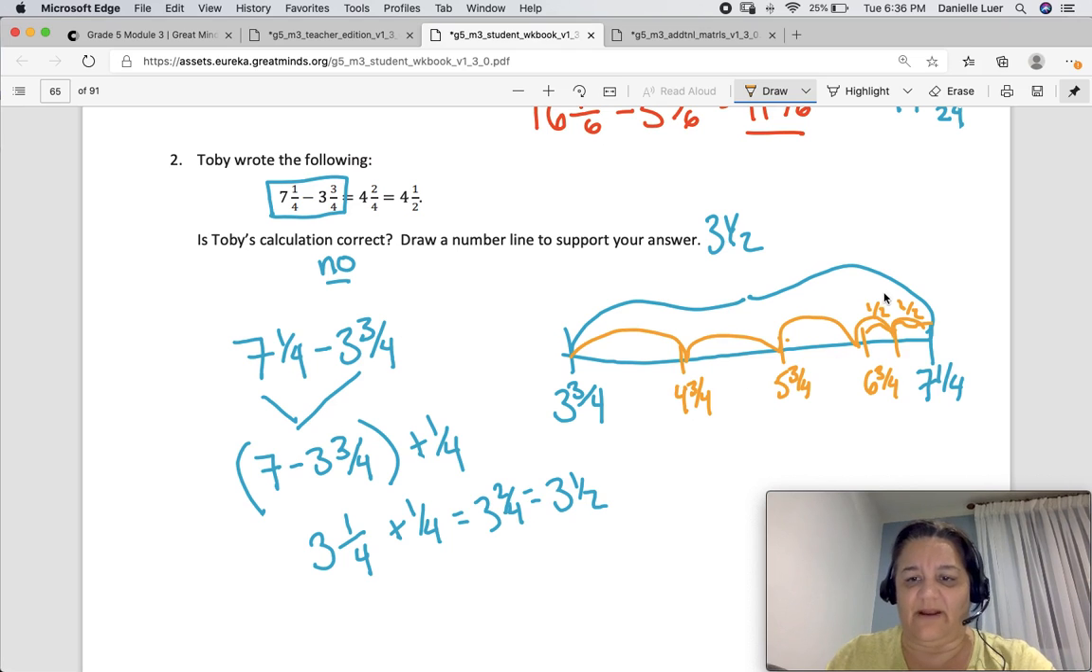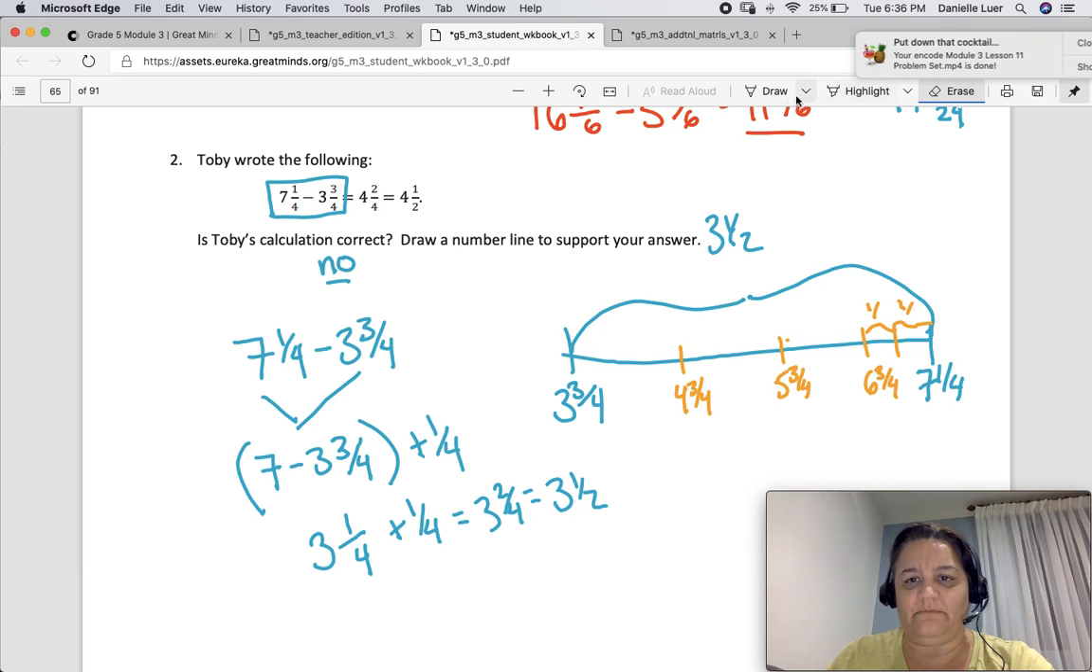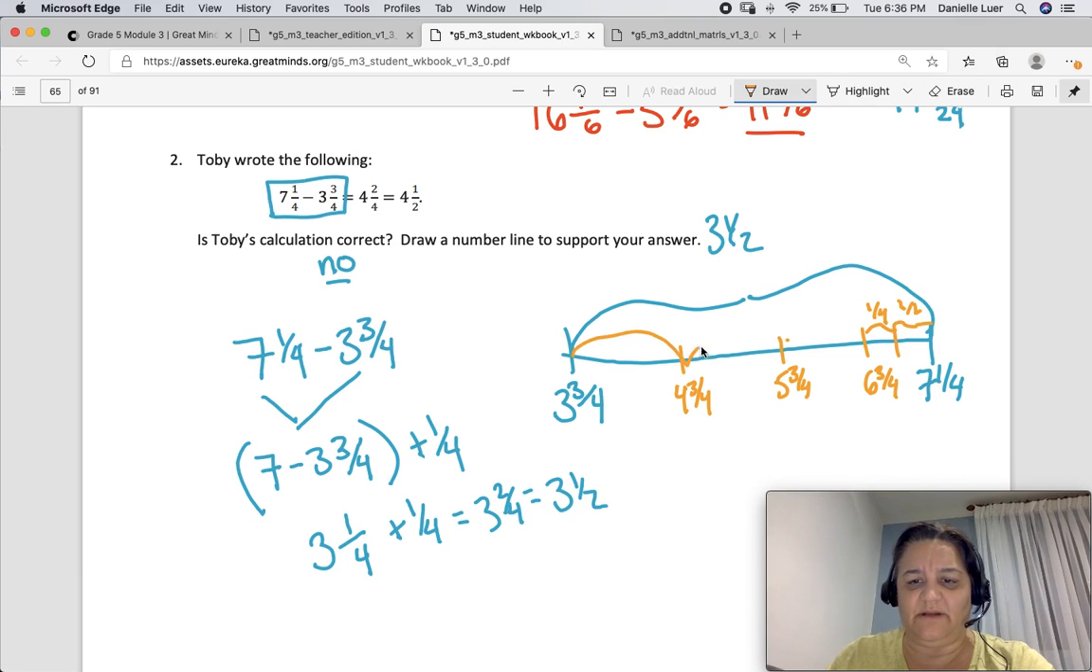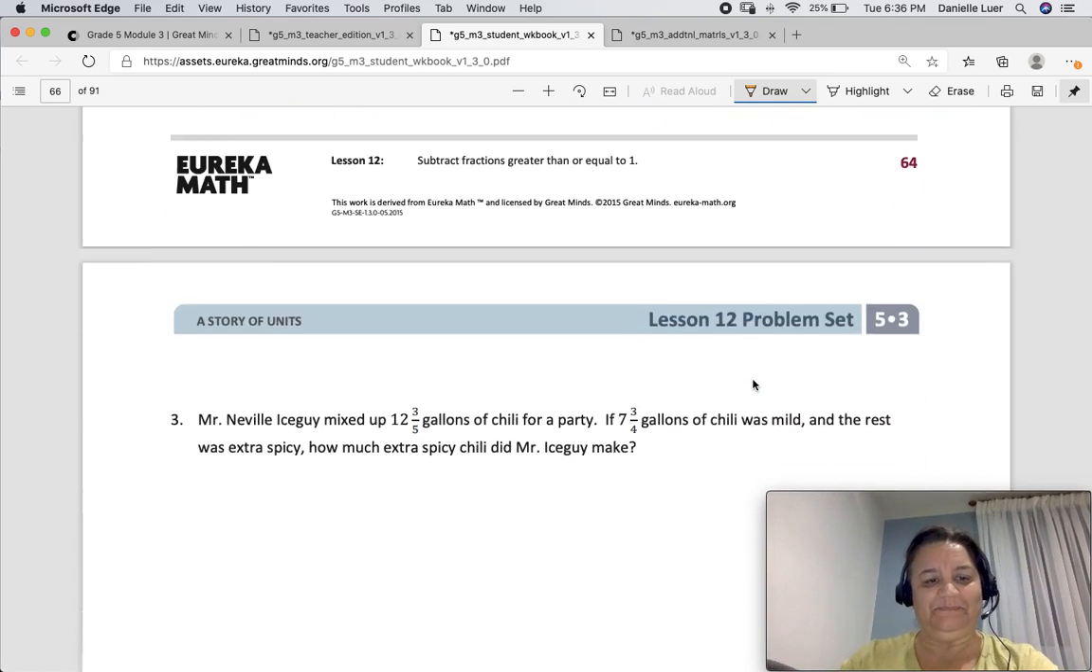Wait a minute. Sorry, 1/4. And a fourth and a fourth. And I think we did it. I think we showed on our number line 7 1/4 minus 3 1/2 would equal 3 3/4. Or, if we could say it the other way, 7 1/4 minus 3 3/4 would equal 3 1/2. Cool. That's fun. All right, number 3.